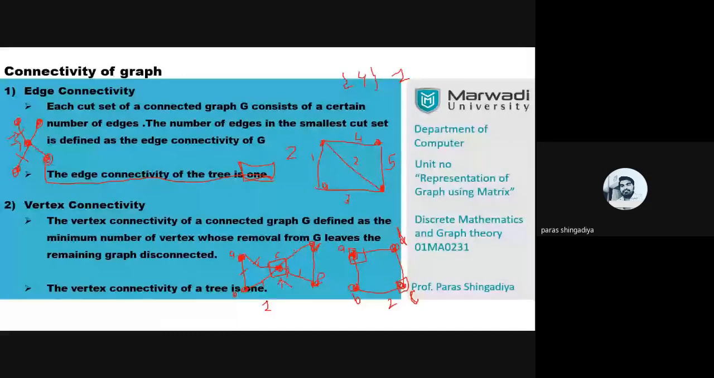Which two partitions? In one partition are the two vertices A and B. In the second partition are D and E. So there are two partitions of the graph by deleting only a single vertex. So the vertex connectivity of this graph is 1. By using only one vertex, we can make the graph into two partitions.